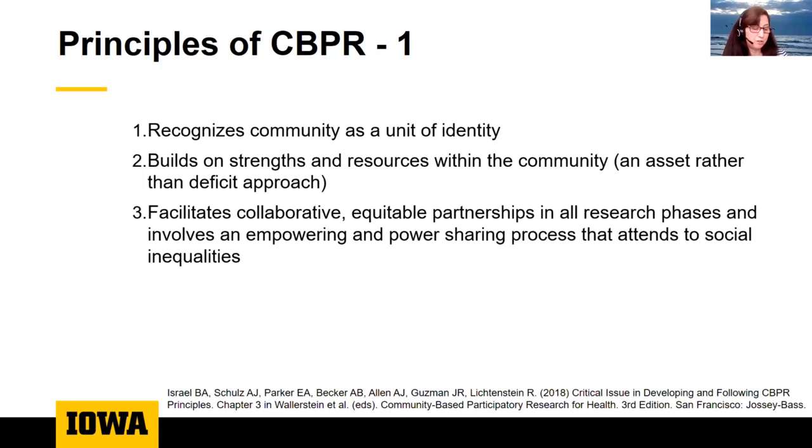The fifth principle of CBPR is that it integrates and achieves a balance between research and action for mutual benefit of all partners. And this is a really critical part of the community-based participatory research process, that action must be a critical part of the engagement and partnerships involved between academics and others.